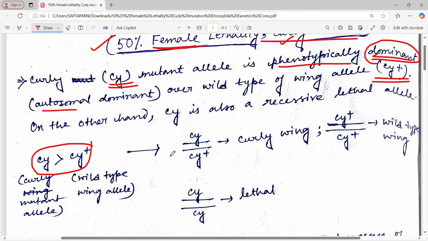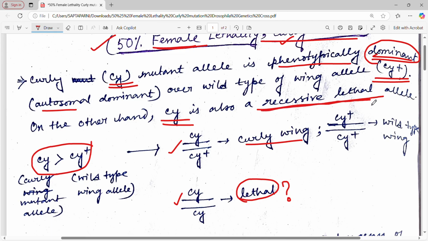You can see here in heterozygous condition CY/CY plus is showing Carli wing. But in homozygous condition CY/CY is showing lethal. That means the progeny does not survive. So what is the reason behind that? The reason is that the Carli CY mutant allele is also a recessive lethal allele. Though phenotypically it is dominant over the wild type wing allele, it is also a recessive lethal allele. That is why in homozygous condition it shows lethality. The progeny does not survive.